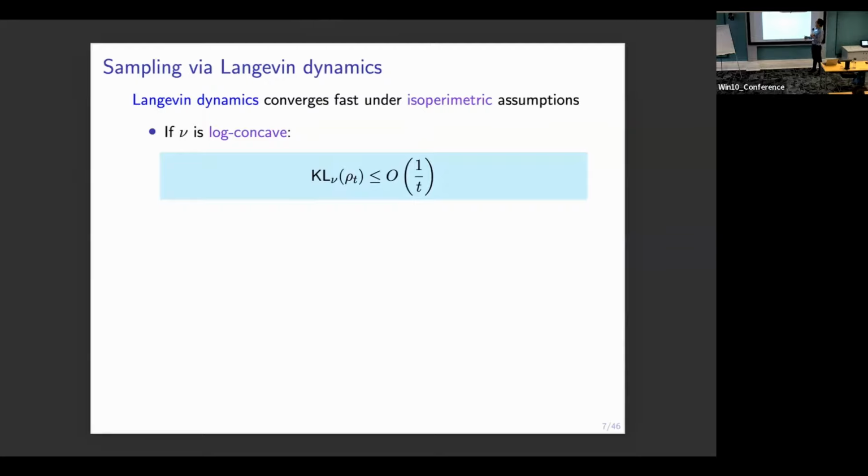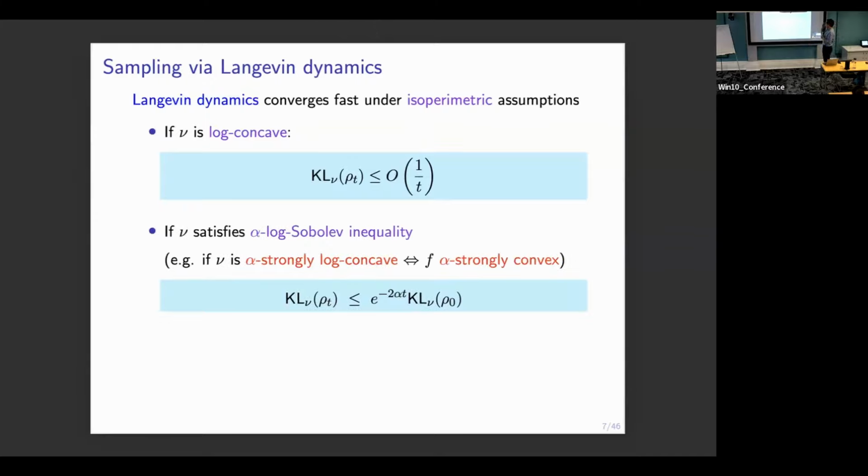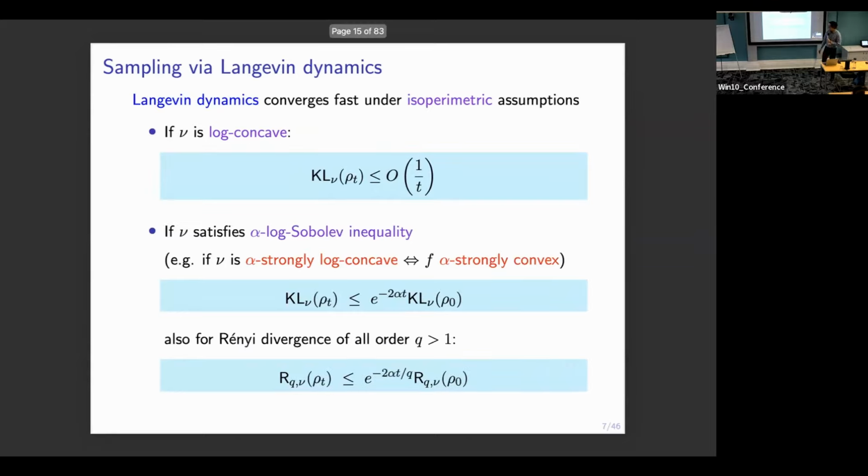So then, still in continuous time, if we know the target is log-concave, for example, weakly log-concave, then in fact we can show that the KL divergence decays at a rate of 1/t. Whereas if the target satisfies the log-Sobolev inequality, then it decreases exponentially fast, where alpha is the constant in the log-Sobolev. And in fact, under log-Sobolev, it's also true that the Rényi divergence is also decaying exponentially fast for all orders q. And I don't have the definition here, but this is a generalization of KL divergence. So KL is the case when q approaches 1. Right? So in fact, the log-Sobolev condition is very nice because it allows us to say this very strong convergence guarantees for Langevin.